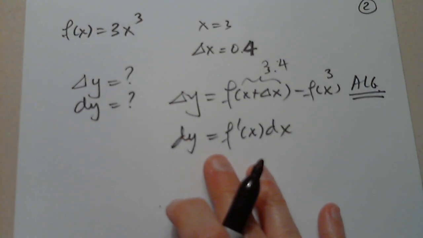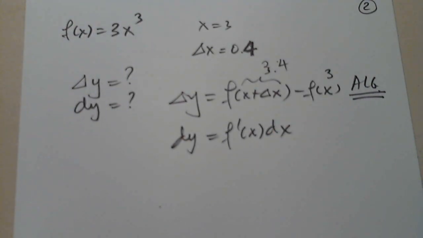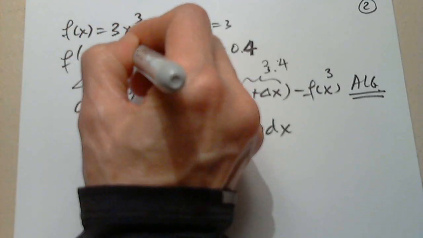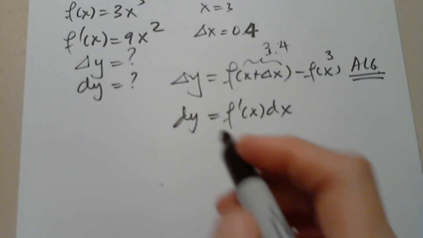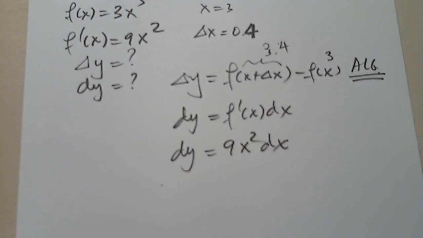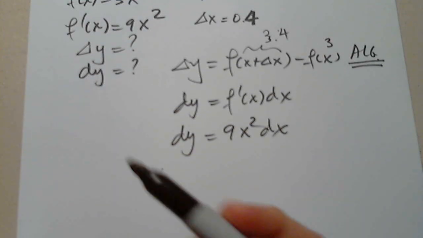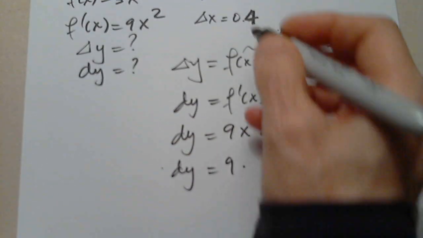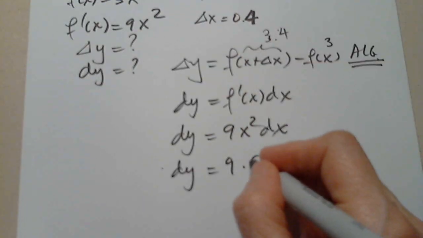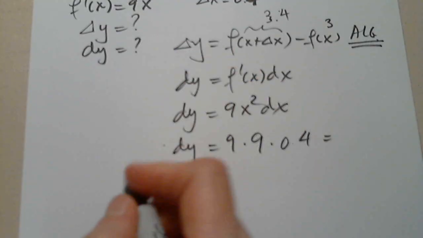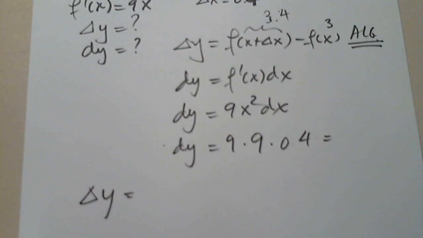This is the calculus part, and we're going to solve both, of course. So the f prime is 9x squared. To find dy, I have 9x squared dx. And now it's algebra because I only have to plug them in. So in dy, I have 9 multiplied by 3 squared, which is 9, and multiplied by 0.4. In delta y, I'll come back and write the answer in a moment.